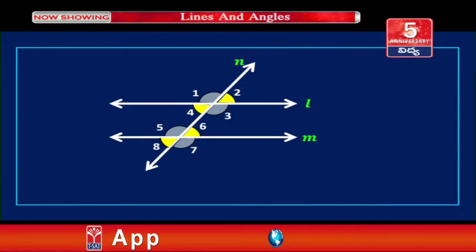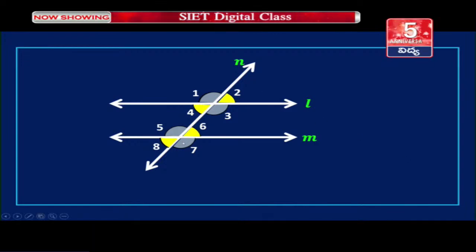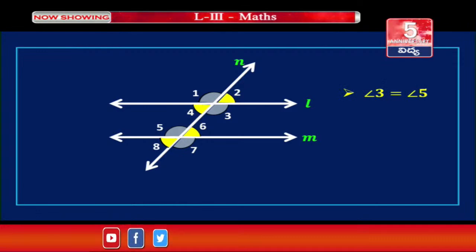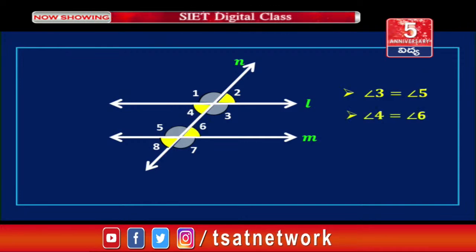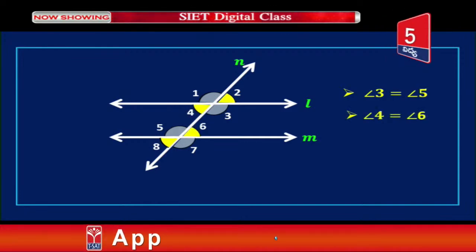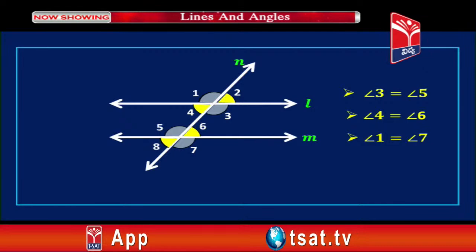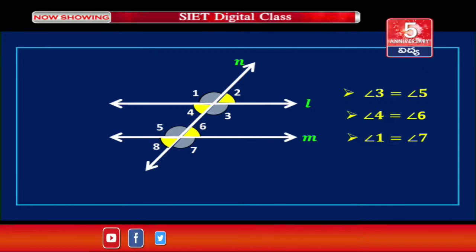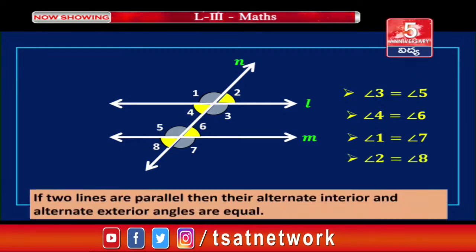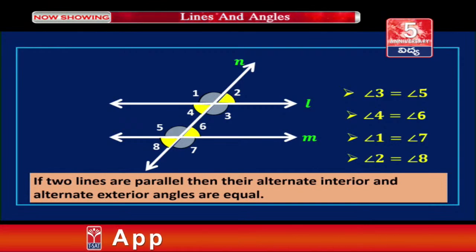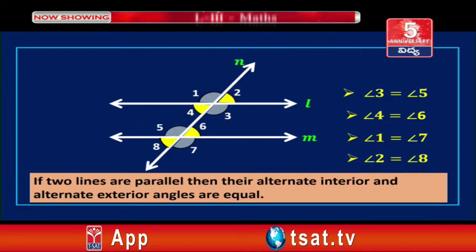Next one, you can observe the figure. L and M are two lines, N is the transversal. Angle 3 is equal to angle 5. It is interior, one on the right side and one on the left side. Again, angle 4 is equal to angle 6. It is also interior. One is on the left side, one is on the right side. Angle 1 is equal to angle 7. It is exterior. Angle 2 is equal to angle 8. If two lines are parallel, then their alternate interior and alternate exterior angles are equal.